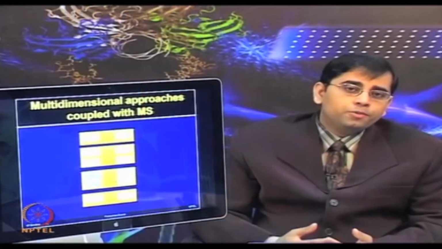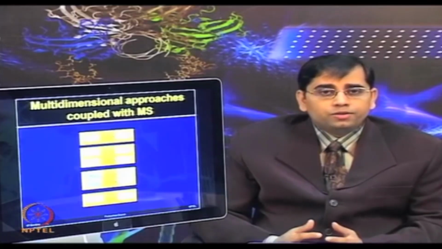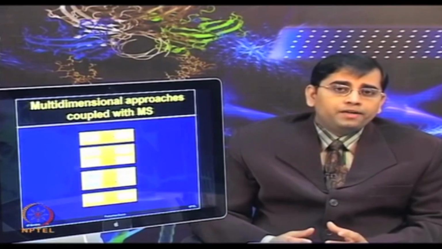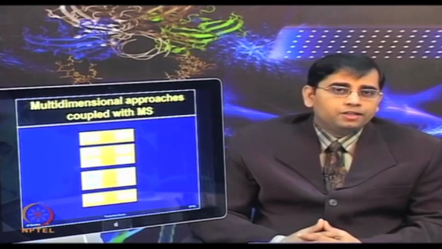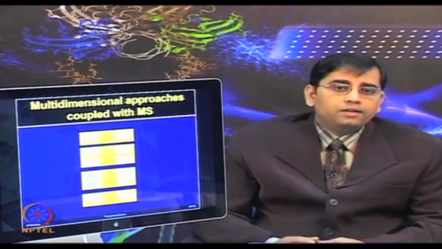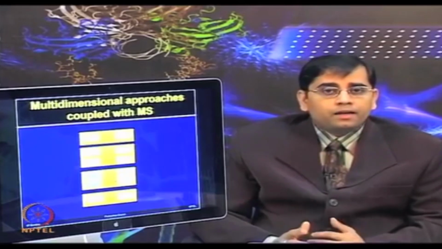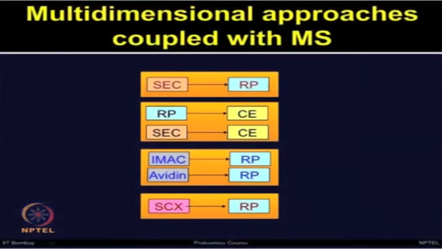To check the compatibility of first and second dimension separation, for example size exclusion chromatography followed by reverse phase, based on size in the SEC and then hydrophobicity, various types of combination methods have been tried out. Let me first give you the abbreviations here and the properties they separate proteins and peptides on, and then we can talk about how these combinations can be applied.